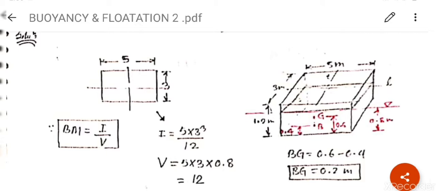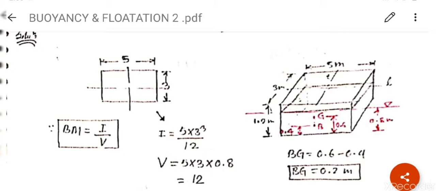Also we know the top view of the body, see, 5 is the length, 3 is the width. We know that BM is equal to I upon V. I already explained here. So for this case, I is equal to 5 into 3 cube, because I am taking BM transverse, least type of moments. So this will be I is equal to 5 into 3 cube upon 12.